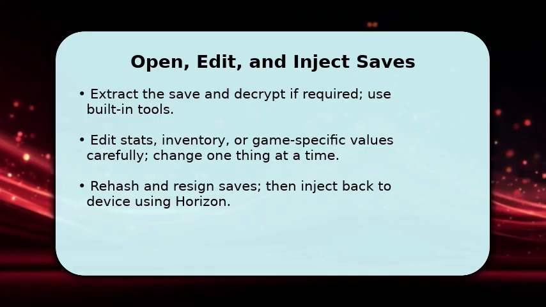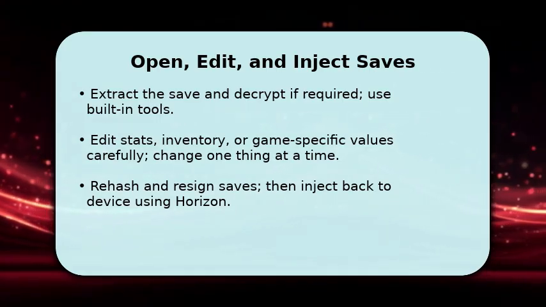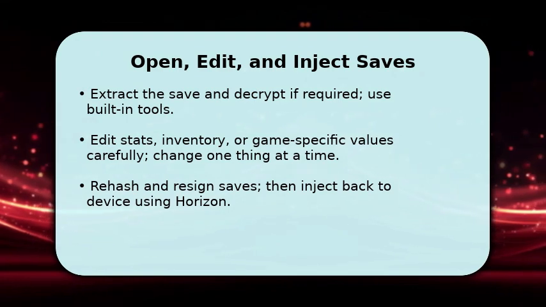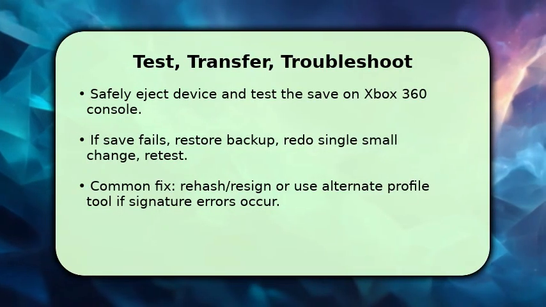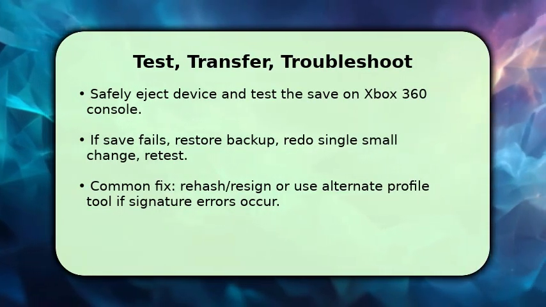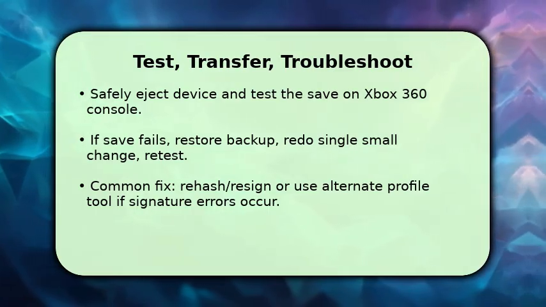Finally, inject the modified file back to the storage device using Device Explorer and verify the file size and timestamp look consistent. You finish by safely ejecting the storage device and testing the modified save on your Xbox 360 console to confirm changes took effect.